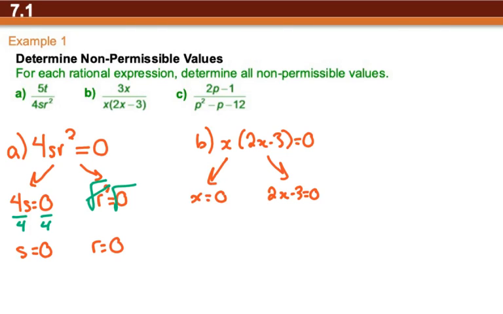So on the left we have x equals 0. That's already solved. That's fine. On the right we do need to do a little bit of work. We'll add 3 to both sides, get 2x equals 3. Divide both sides by 2, and instead of converting that to a decimal, we'll leave it as a fraction, and x equals 3 over 2 is non-permissible.